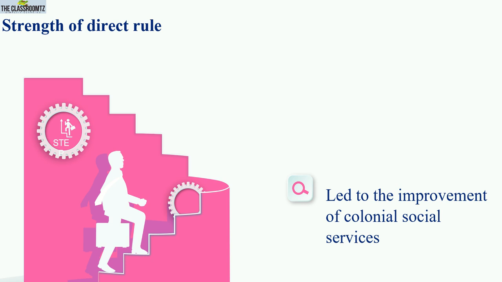So improvement of social services happened because these administrators wanted a good environment. Not quite the same as Europe, but at least somewhat near to the European environment. So social services improved: provision of water service, provision of electricity supply, good housing, and other important services.